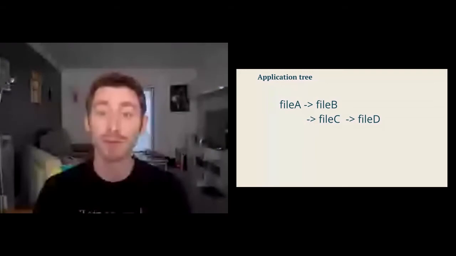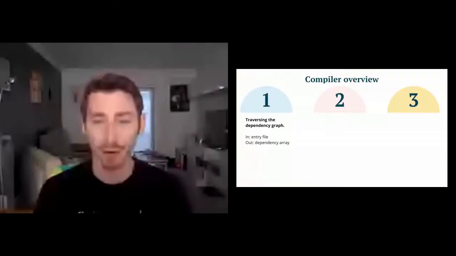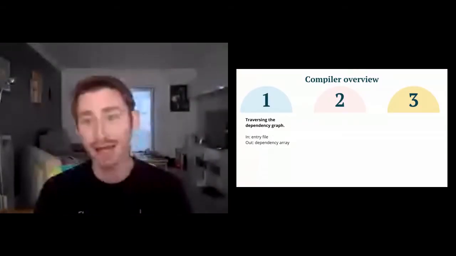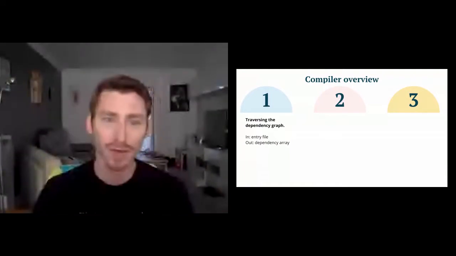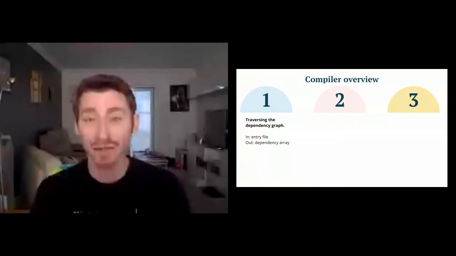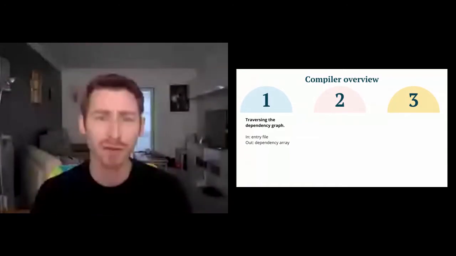So starting with phase one, traversing the dependency graph. The job is going to be to take in an entry file and output a dependency array. So here we have a depth graph function to do that. Let's walk through the code.